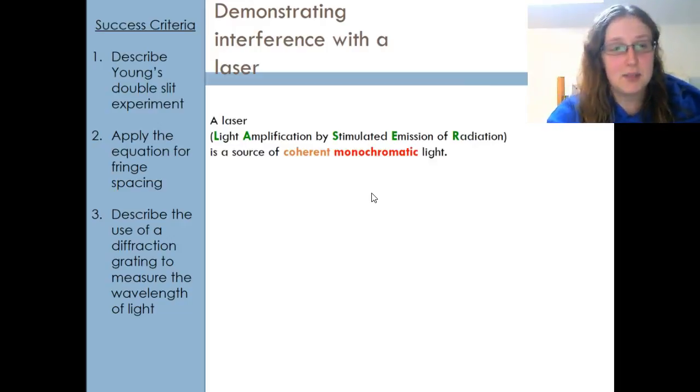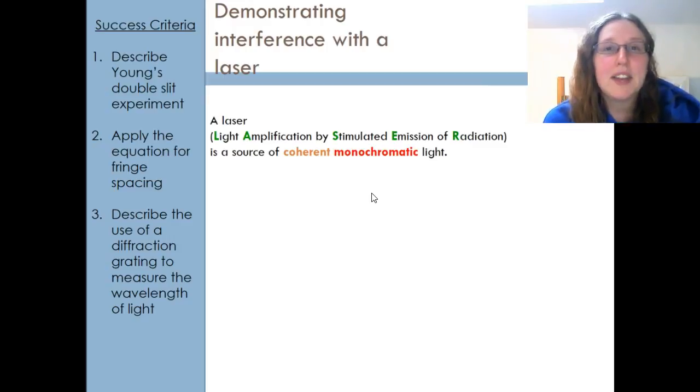We use the laser light for this because it is a source of coherent monochromatic light. Monochromatic we already talked about, means single wavelength. Coherent means that all the waves start off in phase. That's what it will be from the laser, but coherent can also mean that they have a constant phase difference. So they don't necessarily have to be in phase, but the difference between them is constant.